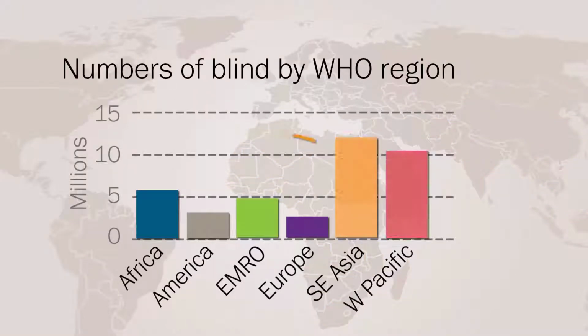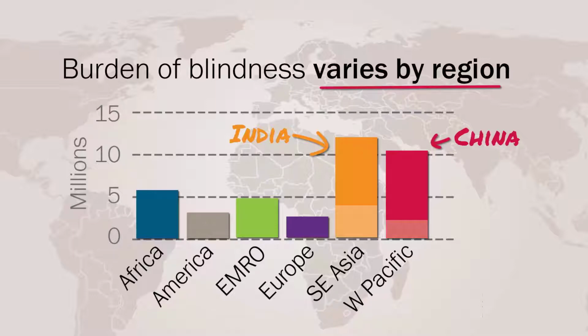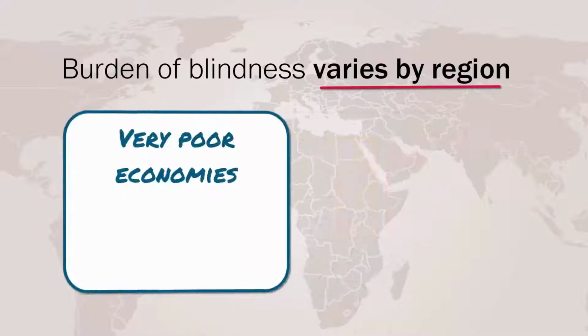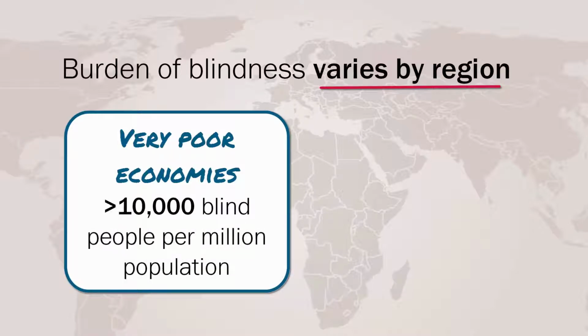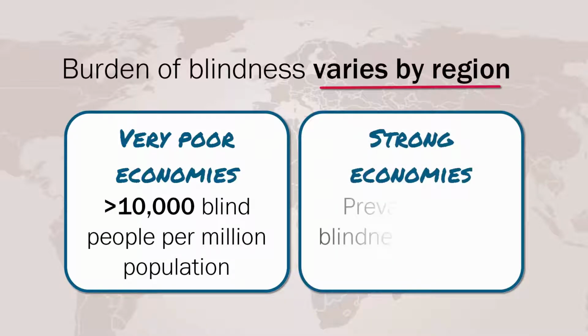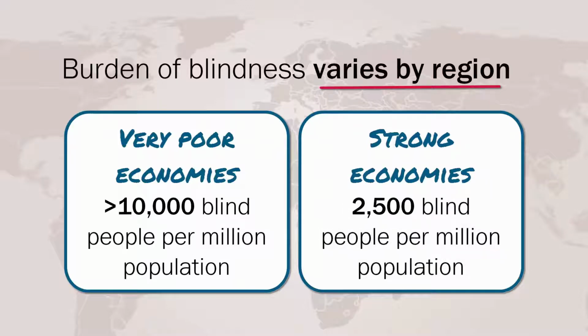This graph shows the numbers of blind people in each World Health Organization region. You can see how the burden of blindness varies by region, and that it is closely linked with the strength of economy and available health care. Very poor economies have a prevalence of blindness of more than 1%. This translates to more than 10,000 blind people per million population. In strong economies, prevalence of blindness is about 0.25%, or 2,500 blind people per million population.